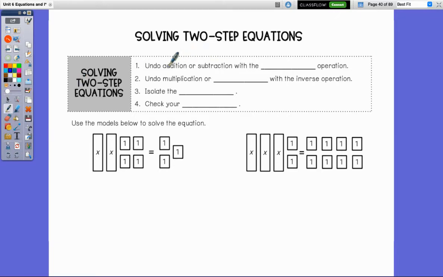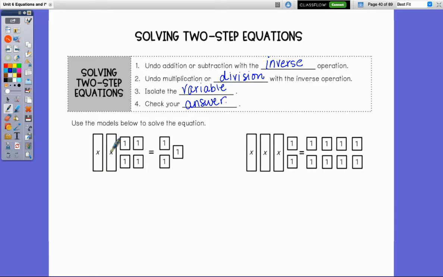And we're going to start with undo addition or subtraction with the inverse. And remember, inverse means opposite operation. Undo multiplication or division with the inverse or opposite operation. We're going to isolate your variable and check your answer every single time.